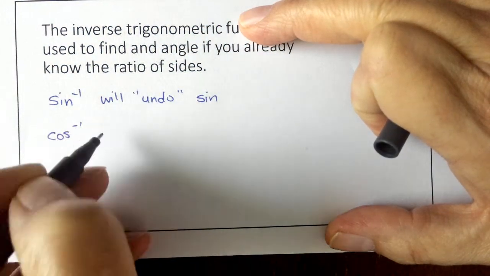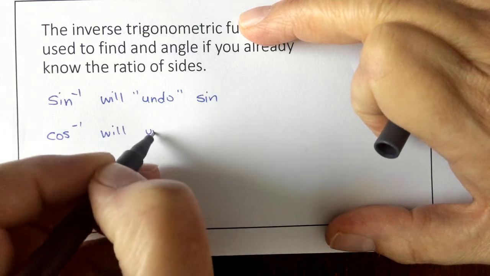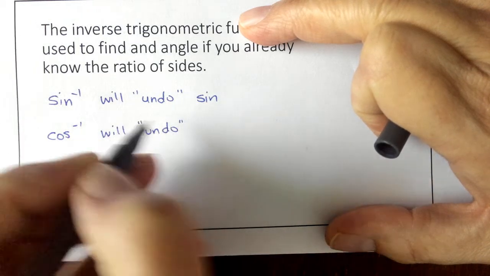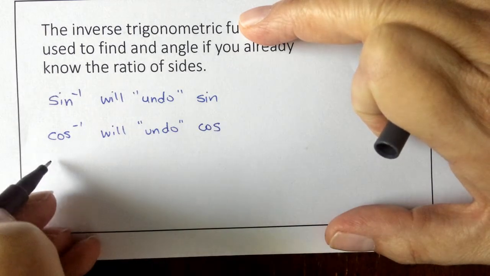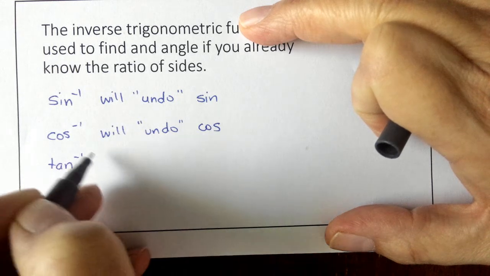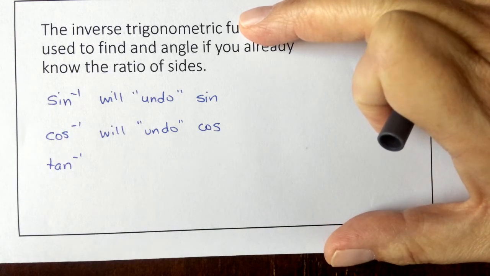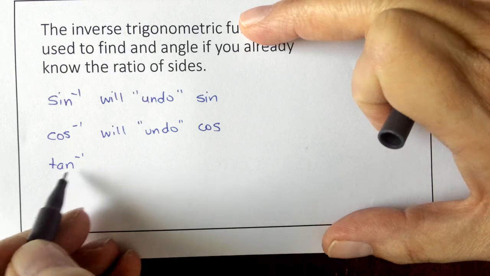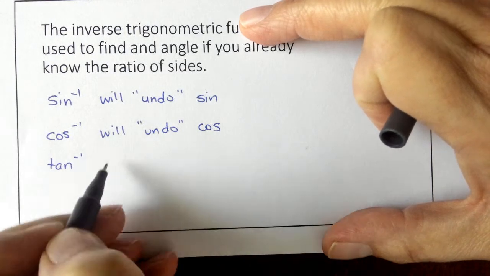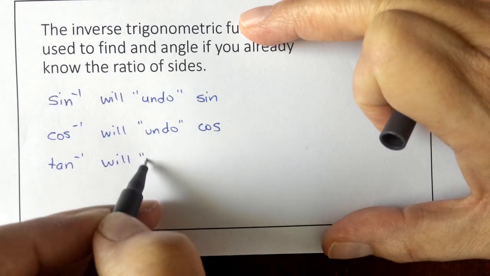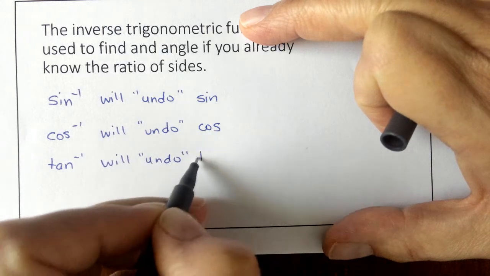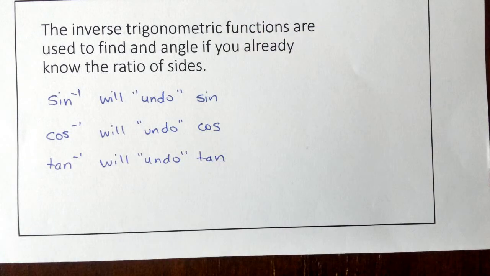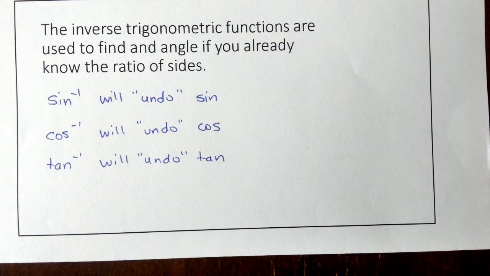Inverse of cosine will undo the cosine. And inverse of tangent, it doesn't have its own name. We just stick the word inverse in front of it. So we usually call this inverse tangent, and it will undo a tangent. So I want to show you what I mean by that.